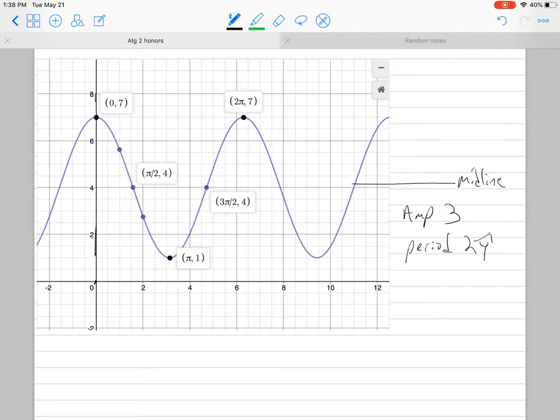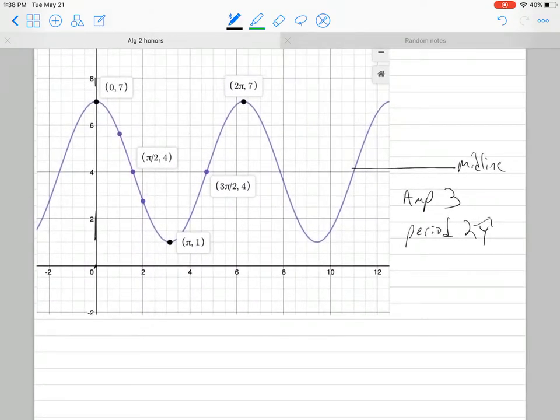All right, so let's write the equation. First of all, I do like to have my midline in here. What was my midline at? 4. Because I like to look and see, well, where does it start? Well, it starts right here, and it's off the midline. That means this must be a cosine curve.